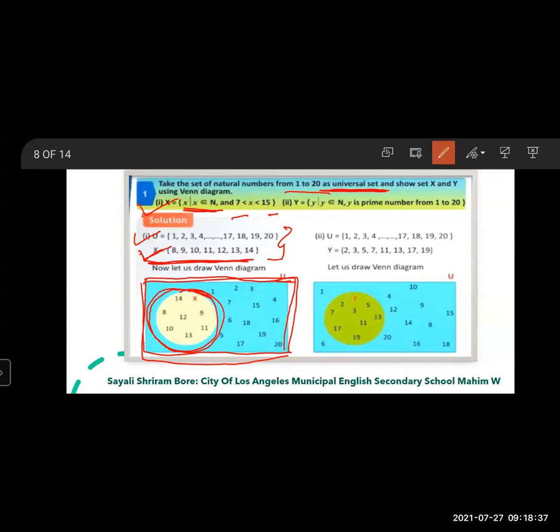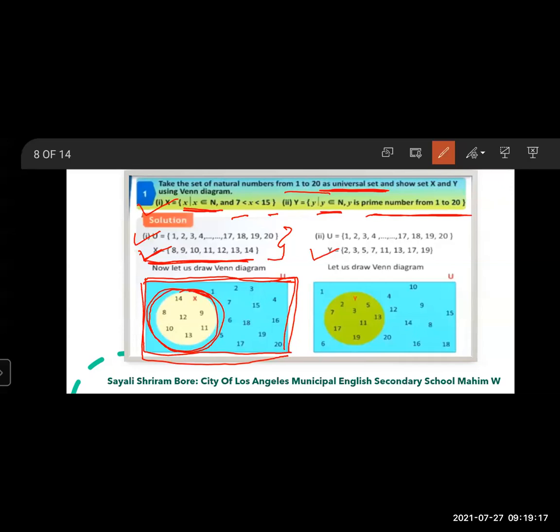Same in the set Y. Y is equal to y such that y belongs to N. Again, it belongs to the natural numbers. But what is that Y? It is the prime numbers from 1 to 20. Now, prime numbers are numbers which come in the table of 1 and itself. So here Y is equal to 2, 3, 5, 7, 11, 13, 17 and 19 from 1 to 20. That means all the prime numbers between 1 to 20, and prime numbers start from 2. 2 is both even as well as prime.